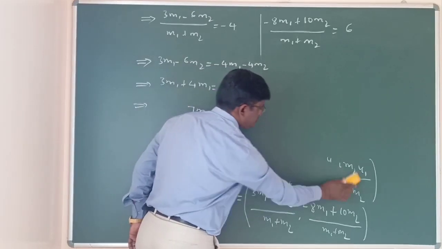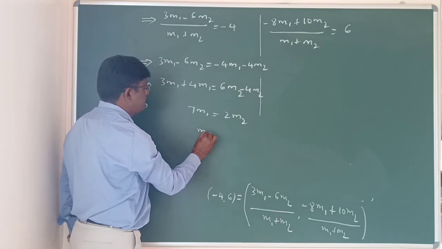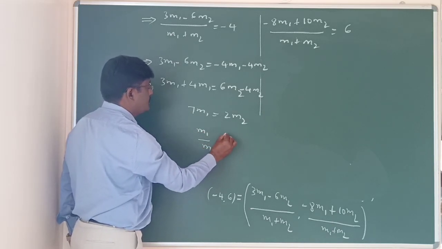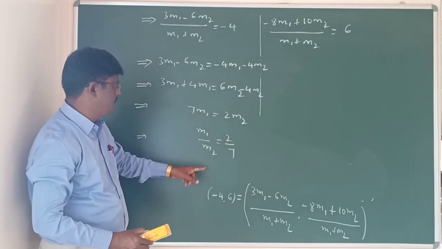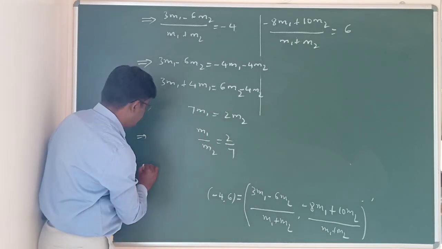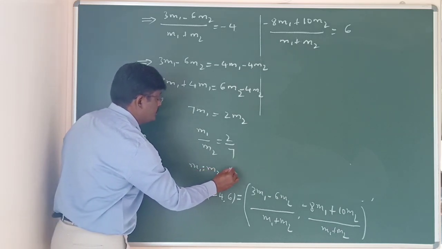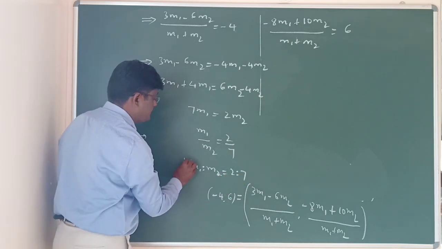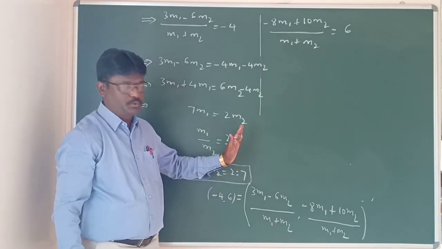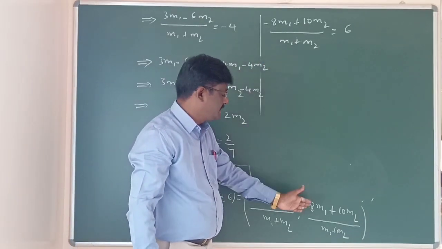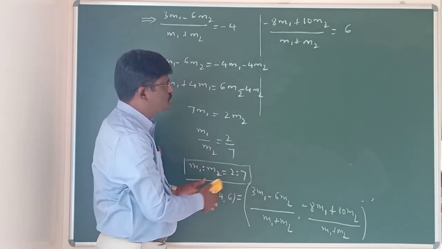Therefore this implies m1 by m2 equal to 2 by 7. How comes? Just cross multiplication. Therefore m1 by m2 equal to 2 by 7. Finally the ratio m1 is to m2 equal to 2 is to 7. Okay, this is what we need. But here the problem is not over. Take the second equation also and check whether you will get the same ratio or not.